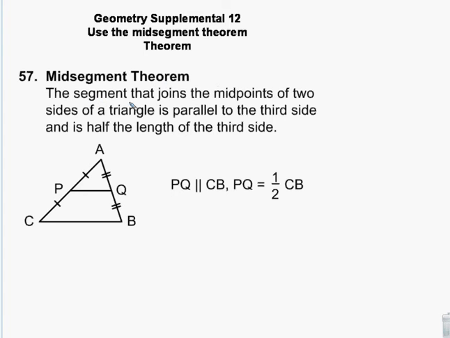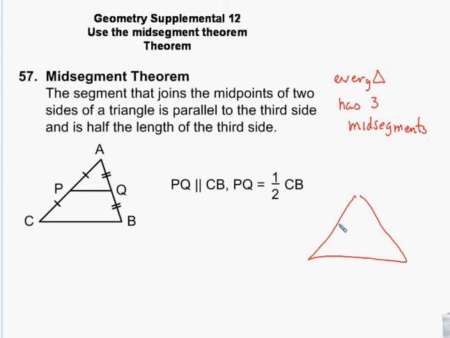Have a midsegment that joins two midpoints. Every triangle has three, which we talked about before. If all three of these are midpoints, I'd have a midsegment that goes here, a midsegment that goes here, and a midsegment that goes here. So every triangle has three. And the midsegment is parallel to the opposite side. So this line is parallel to this line. And then this length is half of this length.